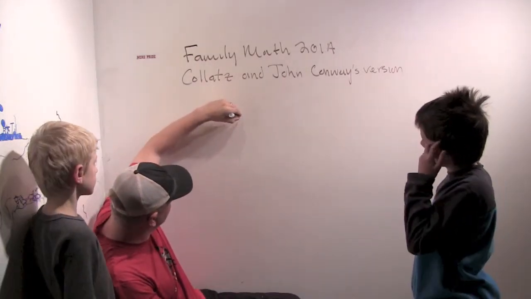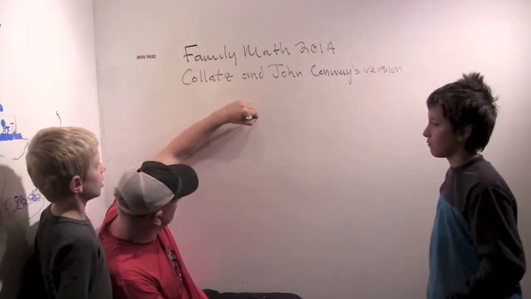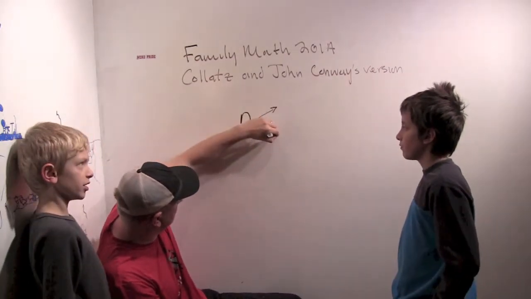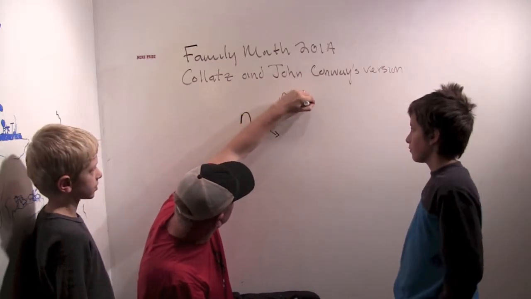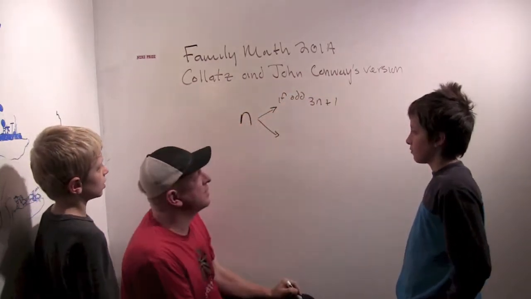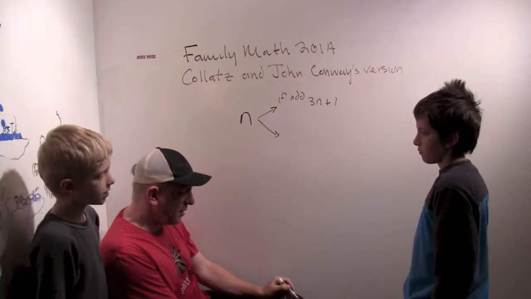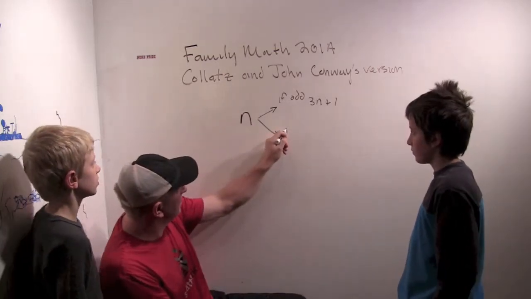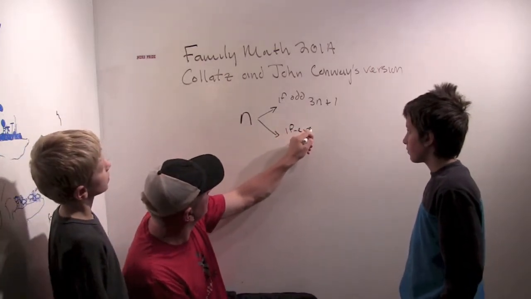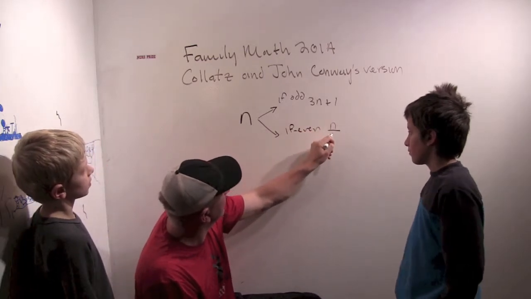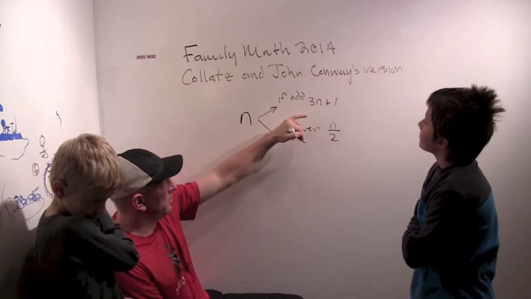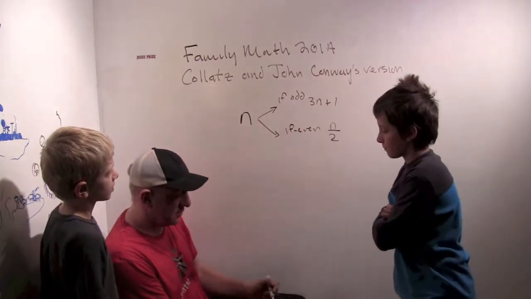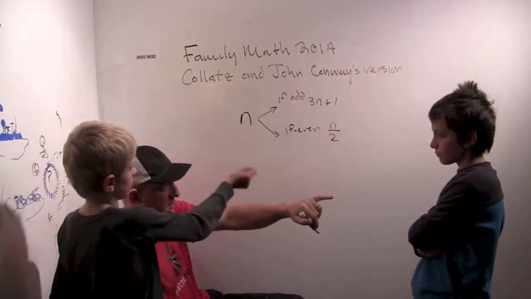Okay, n, an integer. If n is odd, you multiply it by 3 and add 1: 3n plus 1. And if it's even, you divide by 2: n over 2. So we're going to take a number. If it's odd, 3n plus 1. If it's even, divide by 2. And then do the same thing with the result.